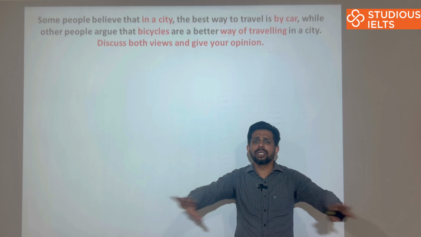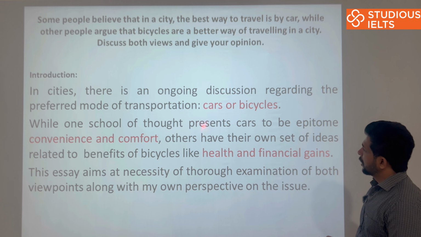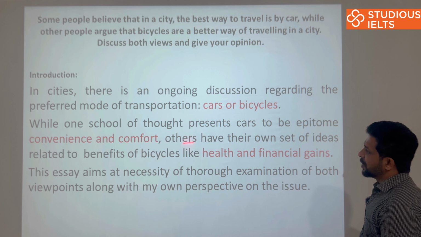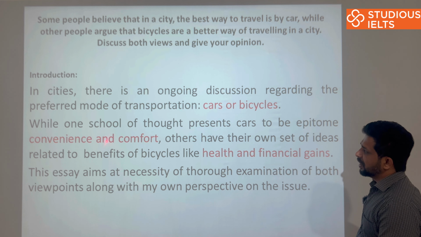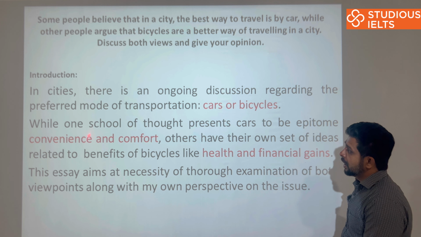How do we do that? Even that is somehow a part of paraphrasing the entire question, because even in the question we have told both the parties. Some are supporting this point of view, others are supporting the other point of view. So it says, while one school of thought, obviously, we are talking about some people who have given the idea. So we have paraphrased it into a different phrase by saying, one school of thought presents cars to be the epitome of convenience and comfort. They are presenting it to be an epitome, an example of convenience and comfort.